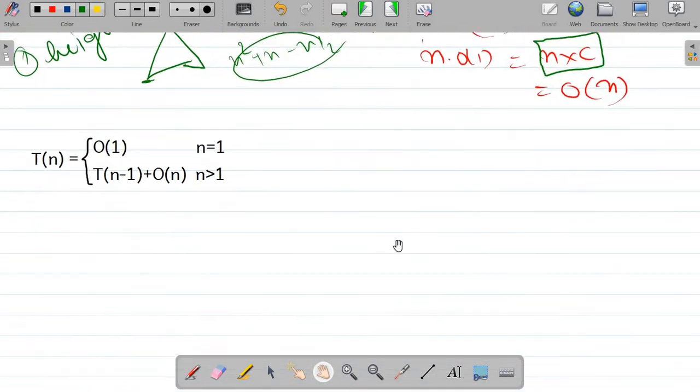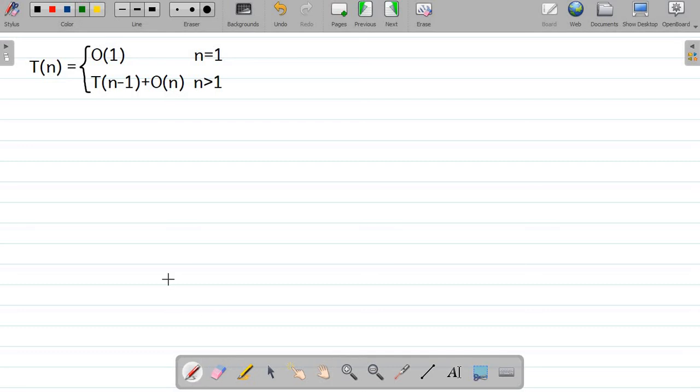Now let's look into the second example. In this example, the main part is T(n) is equal to T(n-1) plus order of n. Now replacing T(n) with T(n-1), I'll just write it directly over here. So here we'll get T(n-2) plus n minus 1 plus n. I'm not writing order again and again, I'll just simply write them like this.